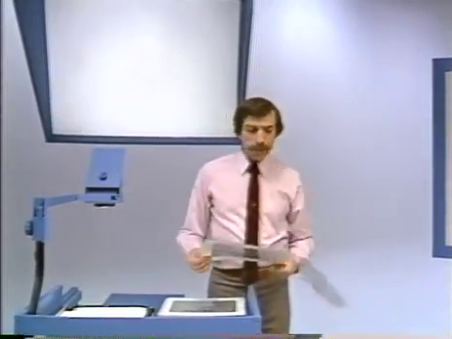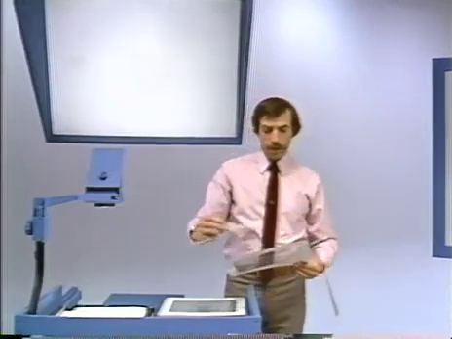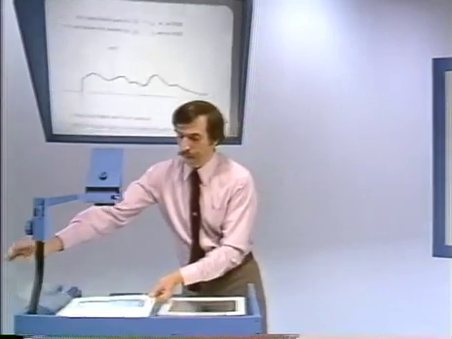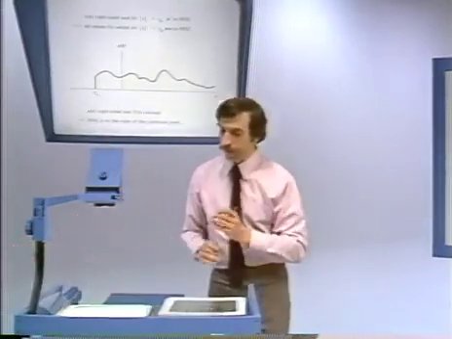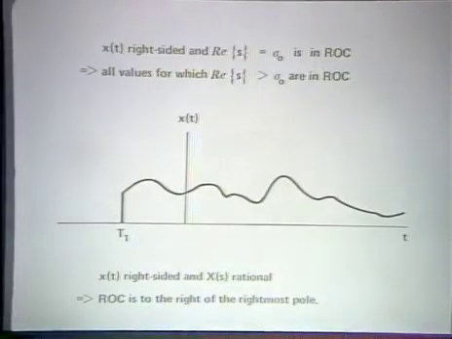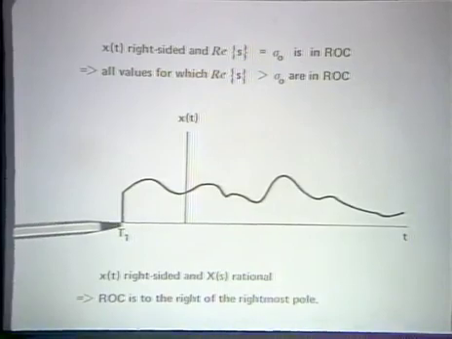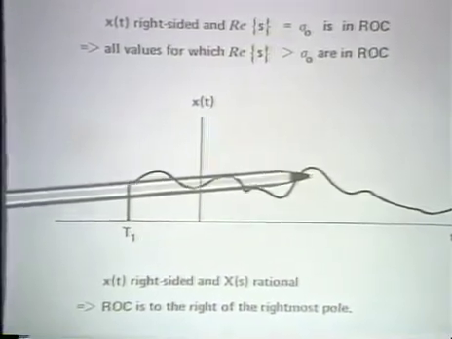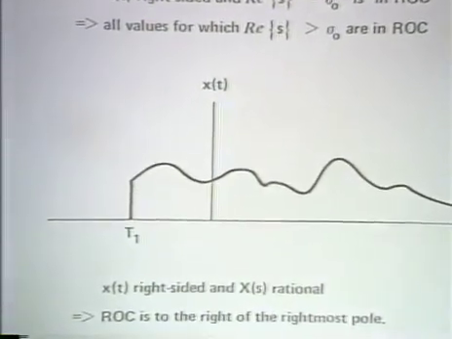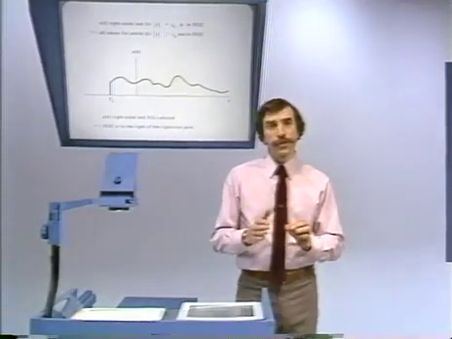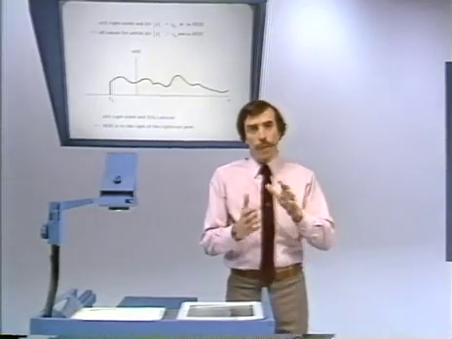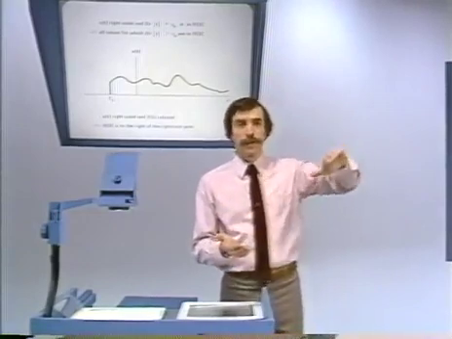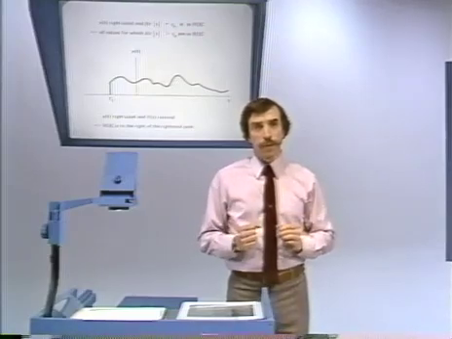And let's look at a time function which I define as a right-sided time function. A right-sided time function is one which is 0 up until some time, and then it goes on after that, presumably off to infinity. Now, let me remind you that the whole issue here with the region of convergence has to do with exponentials that we can multiply a time function by and have the product end up being absolutely integrable.